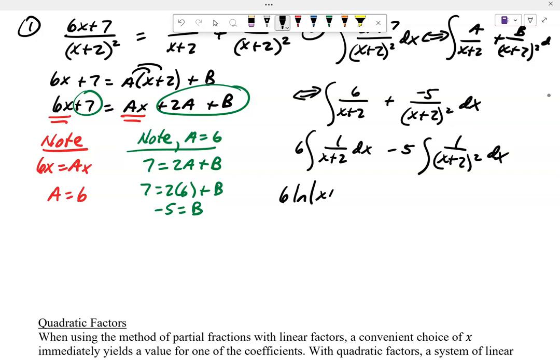natural log x plus 2. Again, let u be x plus 2 for the minus 5. Let u be x plus 2, so du is dx. So we got minus 5, and then we're integrating u to the negative 2, which is u to the negative 1 all over negative 1, right? So it'd be negative 5 times (x plus 2) to the negative 1 all over that negative 1.